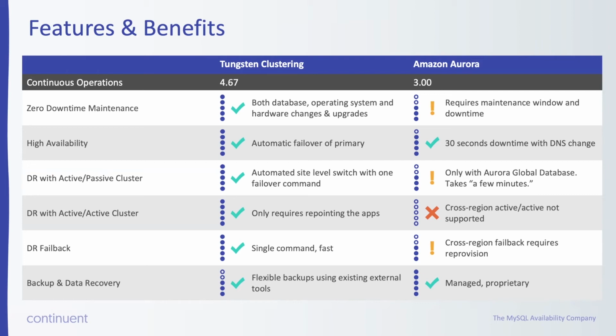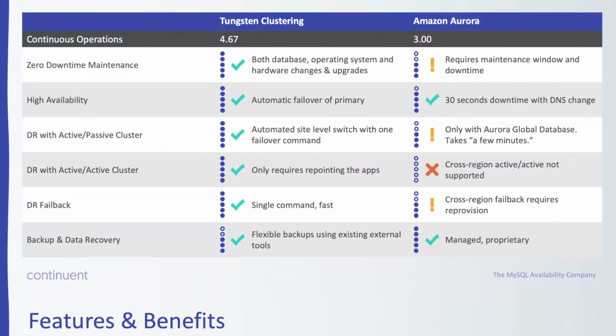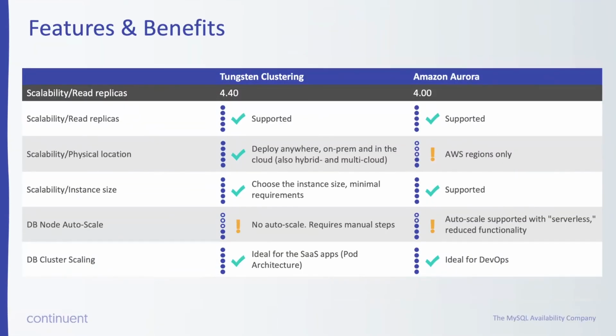Backup and recovery with Tungsten Clustering, you just use the tools that you're used to, whatever tool you want. Aurora handles it quite well too. They have their own managed and proprietary system for taking backups and doing recovery. So let's move on to scalability. How about read replicas? In Tungsten, you can provision read replicas, not a problem. Amazon Aurora handles that quite well as well.